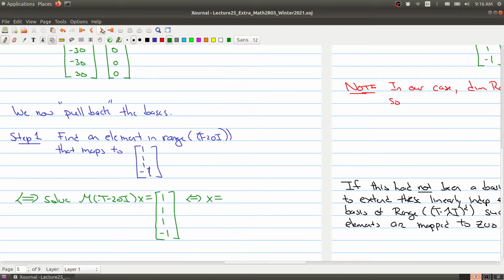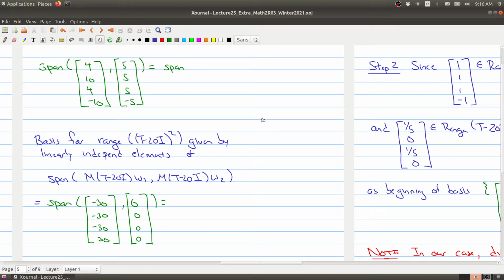Let's see what I've written up here, if I have enough room. Oh, I actually rewrote it here. And let's say we call this the span of W1 and W2. Okay, and now we want to do the same thing. We want to find a basis for the range of (T minus 20I) squared, and it's given by the linearly independent elements of applying our operator to W1 and W2.